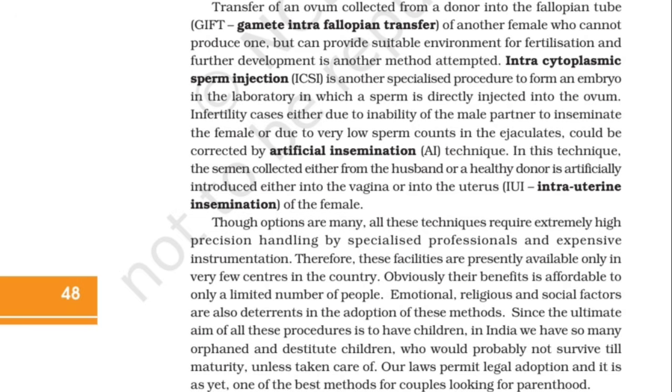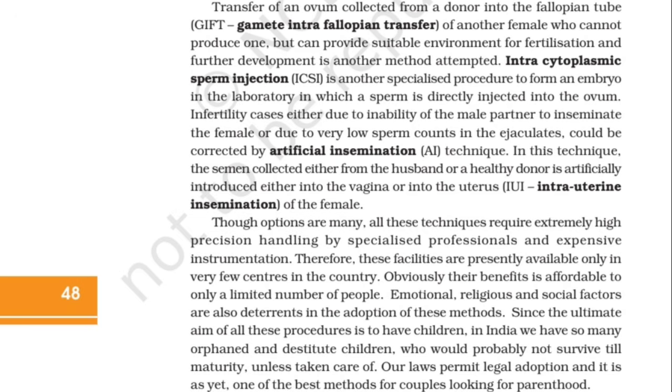Intracytoplasmic sperm injection, ICSI, is another specialized procedure to form an embryo in the laboratory, in which a sperm is directly injected into the ovum. Infertility cases, either due to inability of the male partner to inseminate the female, or due to very low sperm counts in the ejaculates, could be corrected by the artificial insemination, AI technique. In this technique, the semen collected either from the husband or a healthy donor is artificially introduced either into the vagina or into the uterus, IUI, intrauterine insemination of the female.